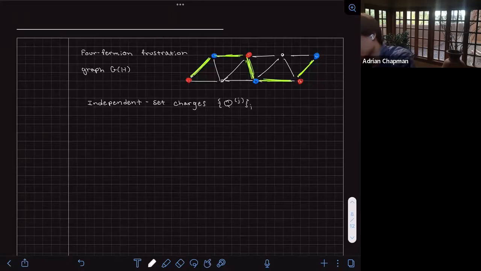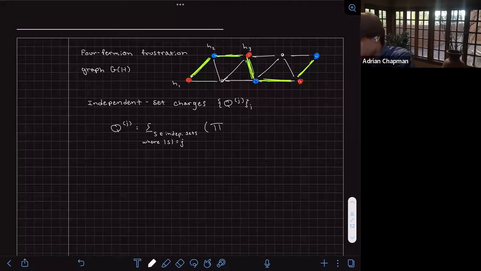Q sub j, indexed by j. So Q sub j are the sum. Remember that each vertex is associated with a particular operator, so this will be like H1, H2, H3, the frustration graph of a model. So this is going to be the sum over S in the set of independent sets, where the size of S is j. S consists of j vertices. S is a subset of vertices.